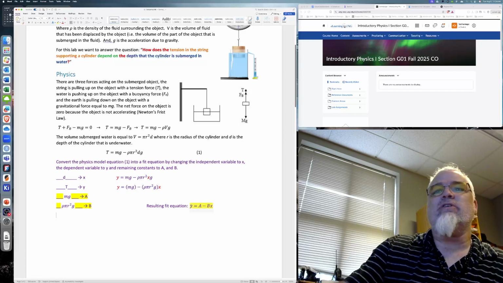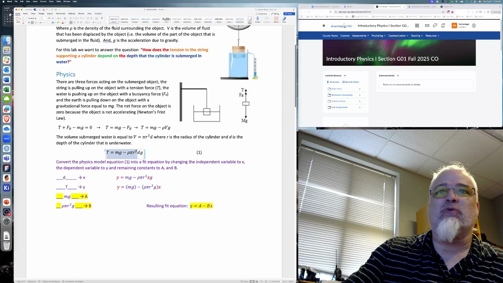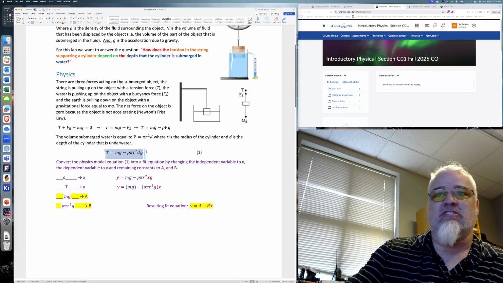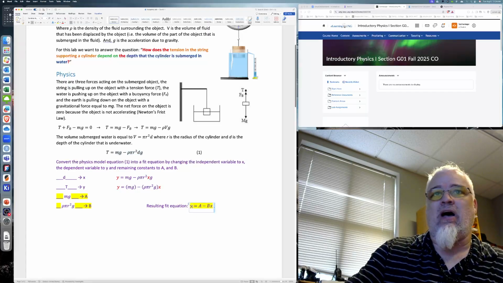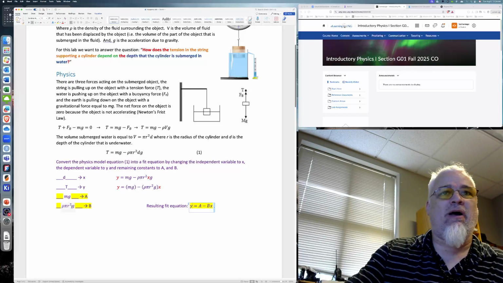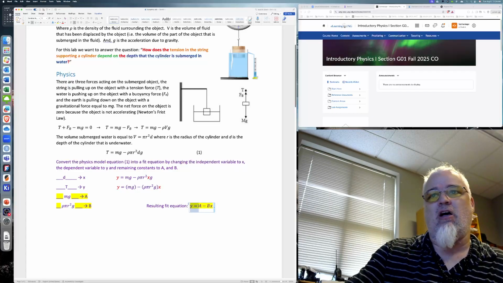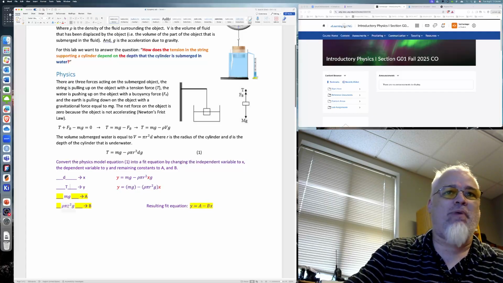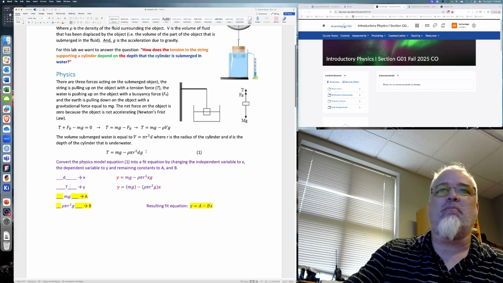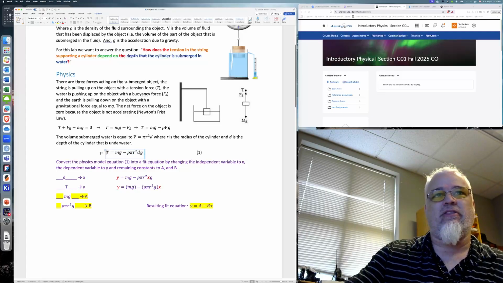Once I have my fit equation, I want to make sure it actually is the same as the physics equation. So y is T, a is mg, b is rho pi r squared g, and x is d. If I were to plug back in T for y, mg for a, rho pi r squared g for b, and d for x, I end up with the exact same equation I started with.